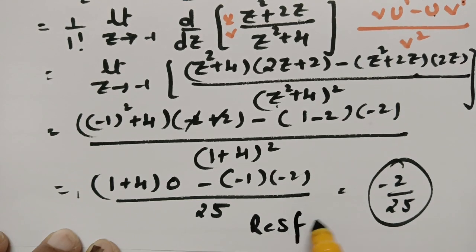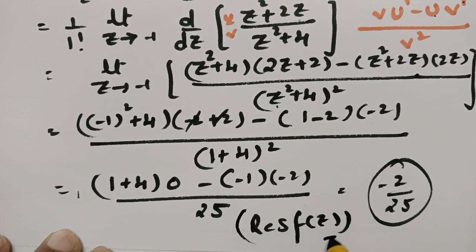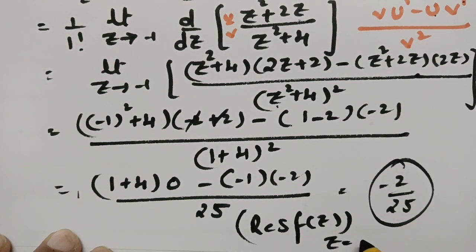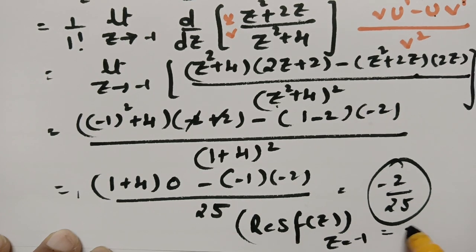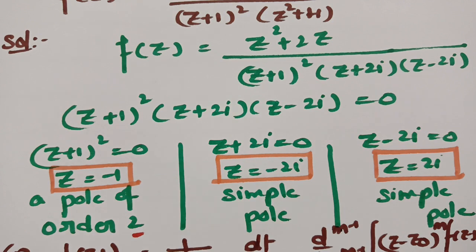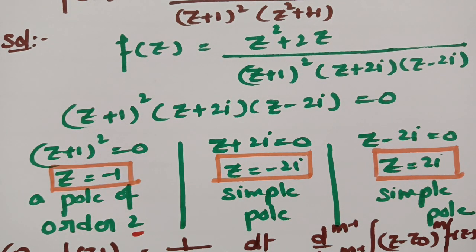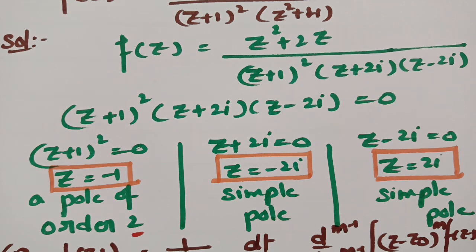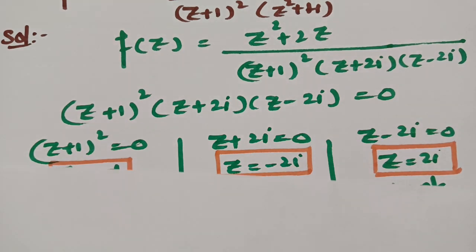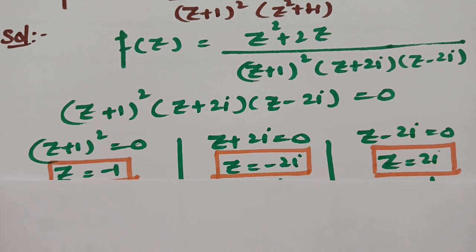See here, the residue for the pole of the function at point z is equal to minus 1 is minus 2 by 25. And next, for the simple pole z is equal to minus 2i, what is the residue value?